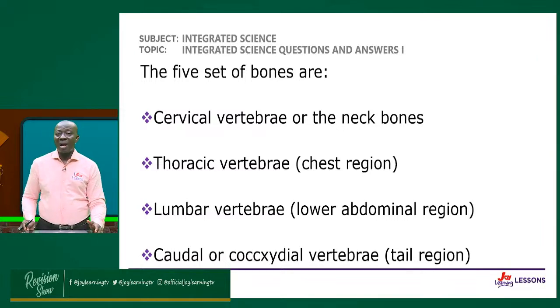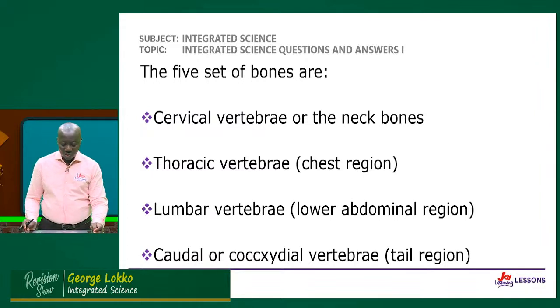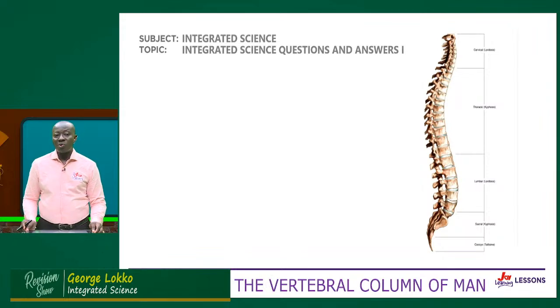Then we have the thoracic, that is around the chest zone. Then you have the lumbar, the upper abdominal region. Then we also have the caudal or coccygeal vertebrae that form the tail region. We shall be looking at them as we move further. Showing on your screen is a typical picture of the vertebral column without the skull. So we have only bones forming that narrow tube from the base of the head all the way to the tail.